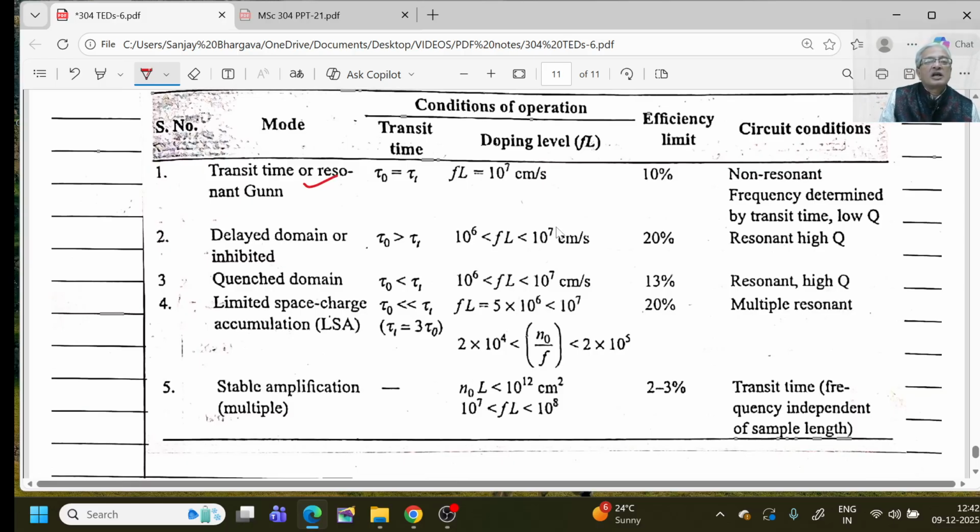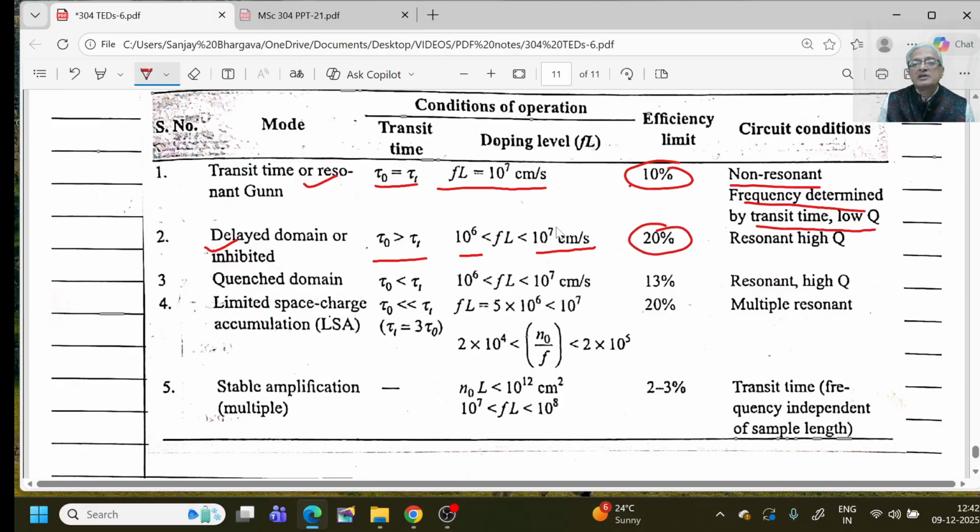This is transit time or the resonant Gunn mode. Here tau 0 would be equal to tau L. FL would be 10 raised to power 7 centimeter per second. It has an efficiency 10%. Non-resonant frequency determined by transit time and low quality factor. Then we have delayed domain or inhibited mode. Tau 0 is greater than tau L. 10 raised to power 6 से 10 raised to power 7 सेंटीमीटर पर सेकंड के बीच में FL है, but the efficiency is around 20%.